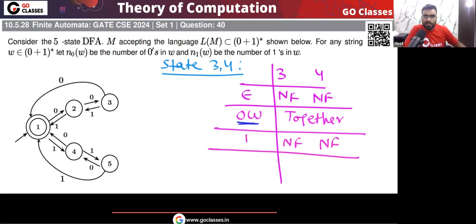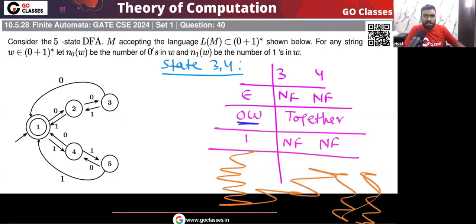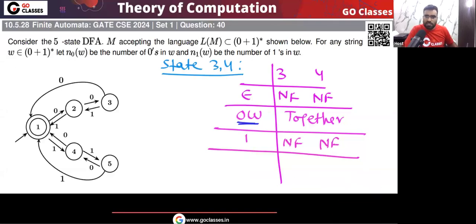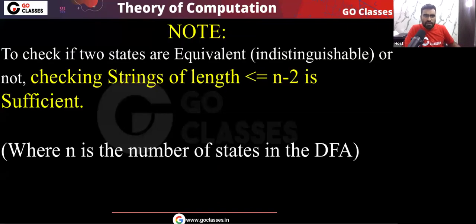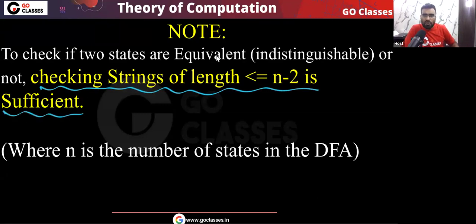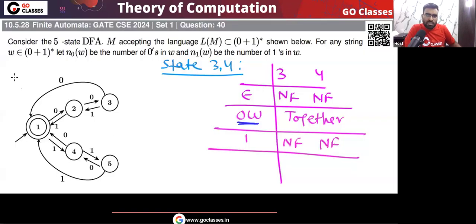Now you tell me, will you have to check all the strings that are starting with 1? The answer is no. I told you that checking strings of length at most n minus 2 is sufficient. Yes or no? We only have to check strings of length at most n minus 2. Here, n is equal to 5, the number of states. So we only have to check strings of length at most 3.